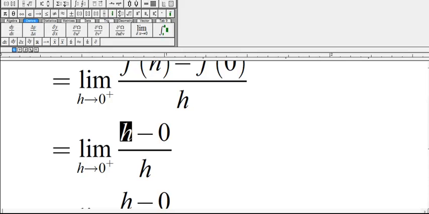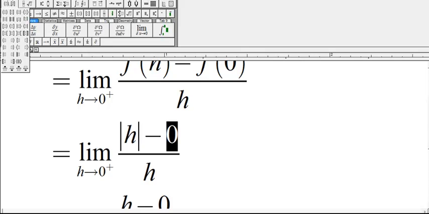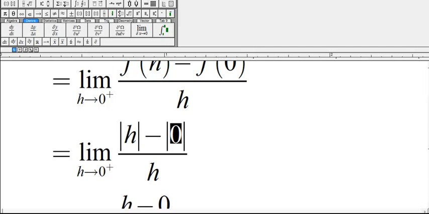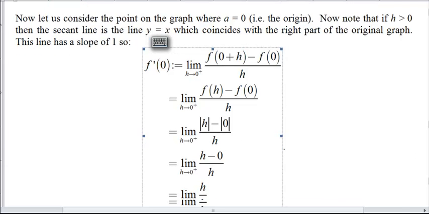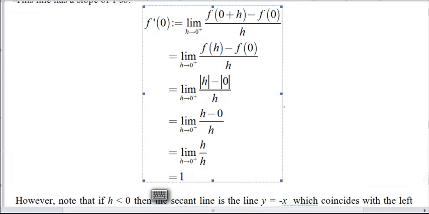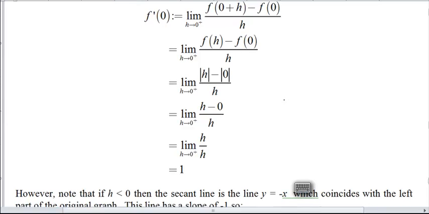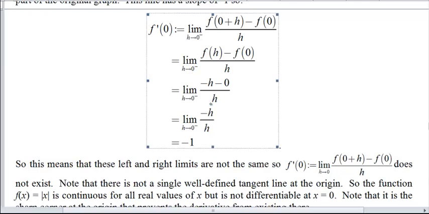So the function there is the absolute value function. Since h is positive, the absolute value of h is h, the absolute value of 0, of course, is always 0. h minus 0 is 0. h over h is 1, and the limit as h approaches 0 of 1 is 1. And so that says the limit from the right is 1. We made a geometric argument a while ago, and this is the algebraic argument for the same thing.